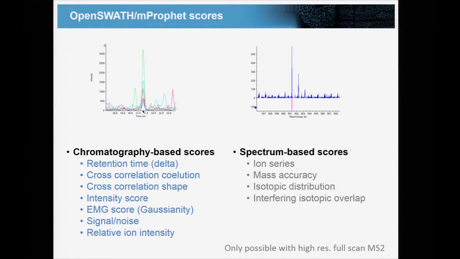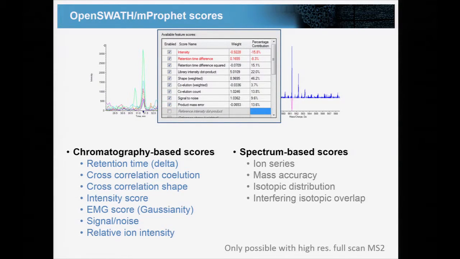We can check the mass accuracy of each one of the fragment ions, whether it is close to what we expect based on the theoretical calculation. We can see if the isotope distribution is close to what we expect for a fragment of this mass, and we can also check whether this is the monoisotopic peak or whether there's interfering isotopic overlap. So there are many more scores that you can compute for scoring the SWATH data as compared to SRM, because we have this full scan MS2 high resolution information.